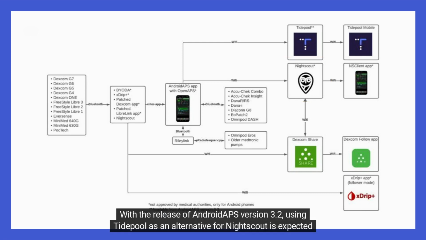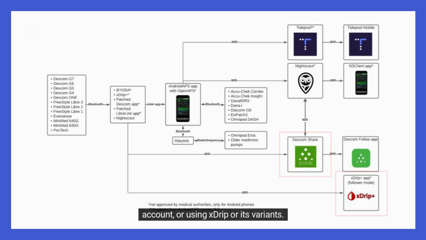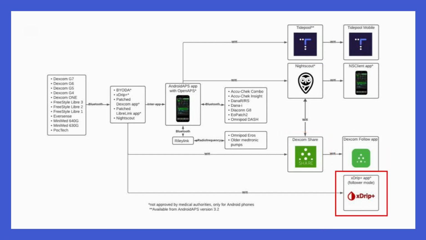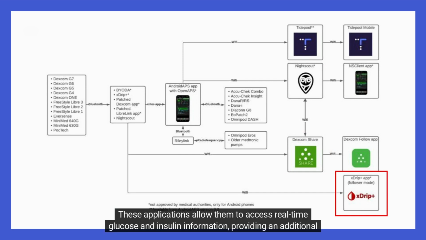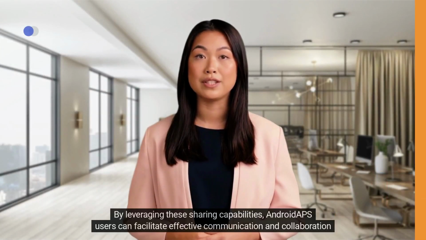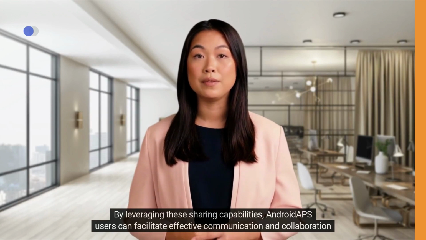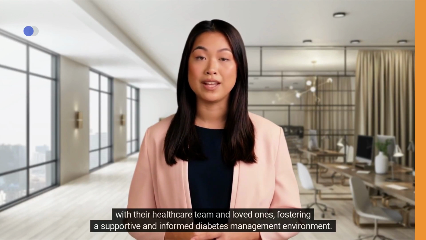With the release of AndroidAPS version 3.2, using Tidepool as an alternative for Nightscout is expected to be available. Family members can also remotely monitor your data using a Dexcom Follow app if you have a Dexcom Share account, or using xDrip or its variants. These applications allow them to access real-time glucose and insulin information, providing an additional layer of support and awareness. By leveraging these sharing capabilities, AndroidAPS users can facilitate effective communication and collaboration with their healthcare team and loved ones, fostering a supportive and informed diabetes management environment.